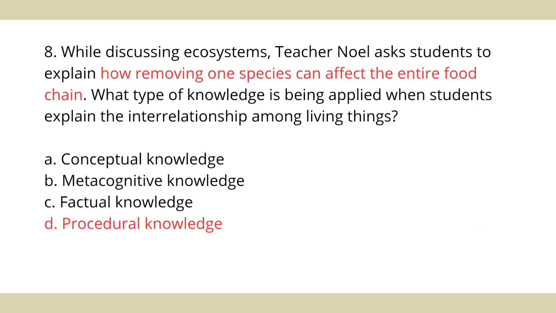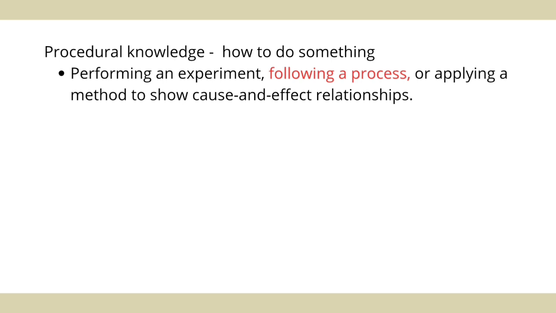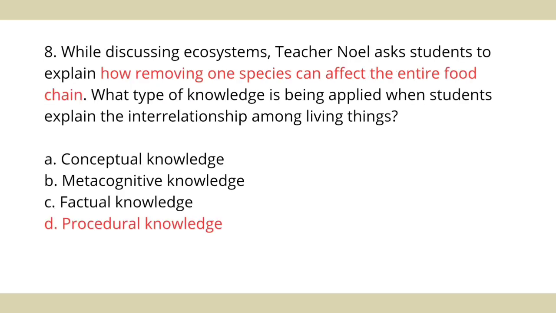The correct answer is D, procedural knowledge. From the situation, Teacher Noel asks students to demonstrate the process of how removing one species affects the entire food chain. This involves showing how something happens or works step by step, which is the essence of procedural knowledge. Procedural knowledge focuses on knowing how to do something, such as performing an experiment, following a process, or applying a method to show cause and effect relationships.